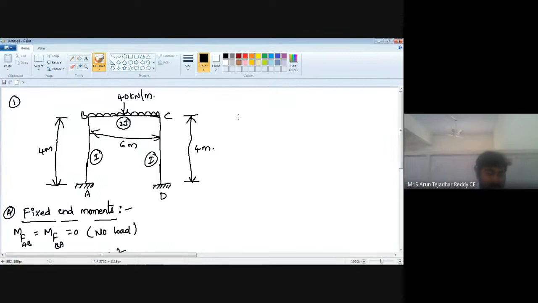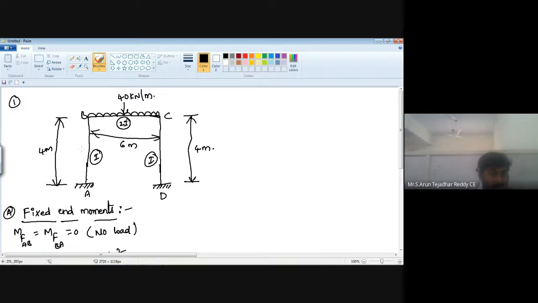See, generally we started one problem in yesterday's class, that is: analyze the frame shown in the below figure by using the slope deflection method and draw the bending moment diagram. This is the given diagram A, B, C, D. And what is the first step here? First step is to calculate the fixed end moments, that is MFAB, MFBA. After that, MFBC, MFCB. Next, MFCD, MFDC.